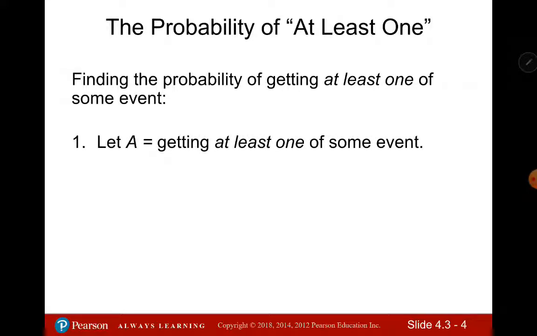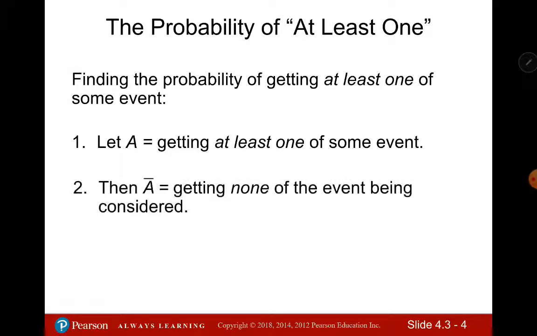So there's a step-by-step procedure to show you how to get the answer to this kind of question. First, let event A be getting at least 1. Then we can get the complement, event A bar, as getting none. Right? Because the opposite of at least 1 is less than 1. So that will be none.